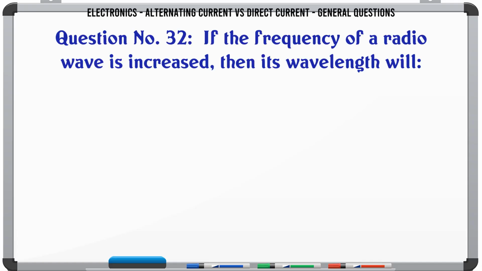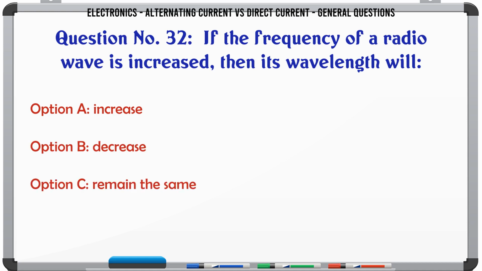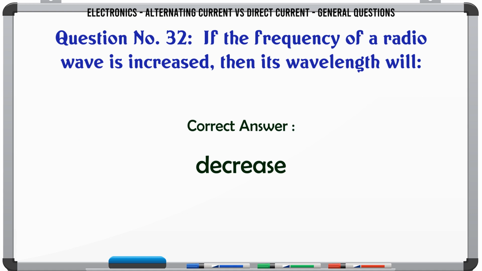If the frequency of a radio wave is increased, then its wavelength will A. Increase. B. Decrease. C. Remain the same. D. Cannot tell. The correct answer is decrease.